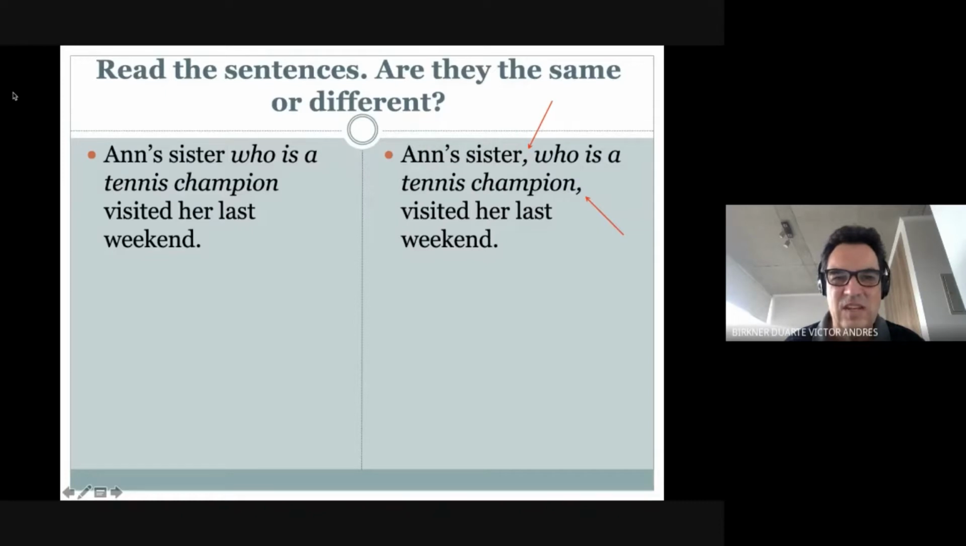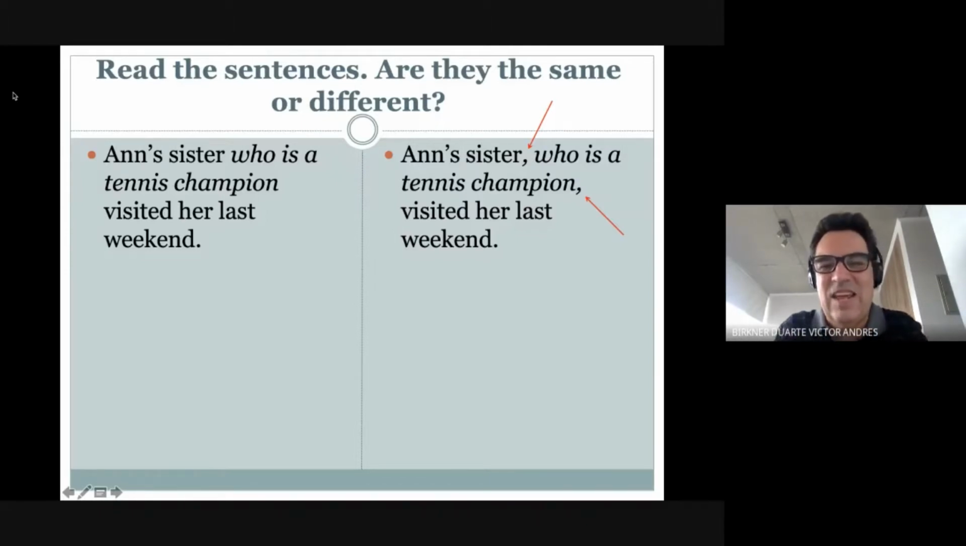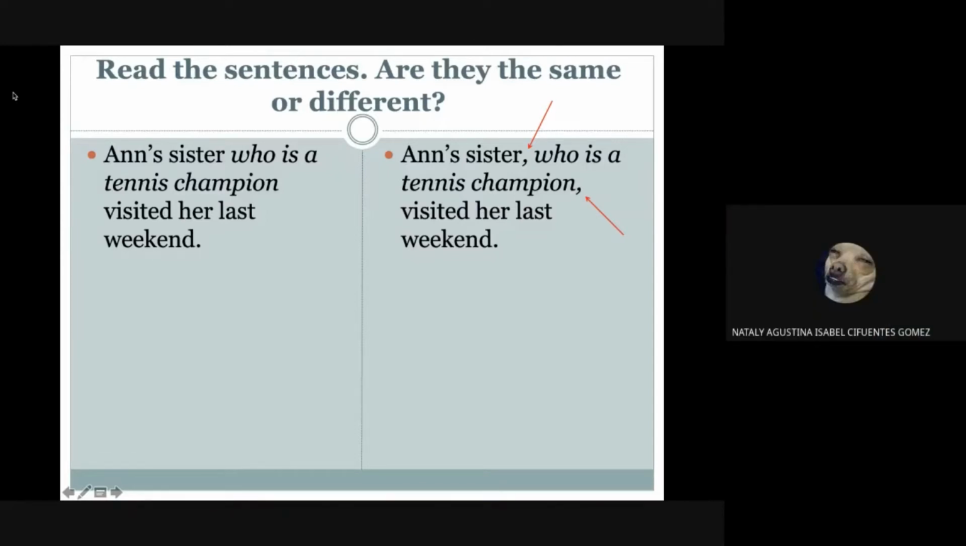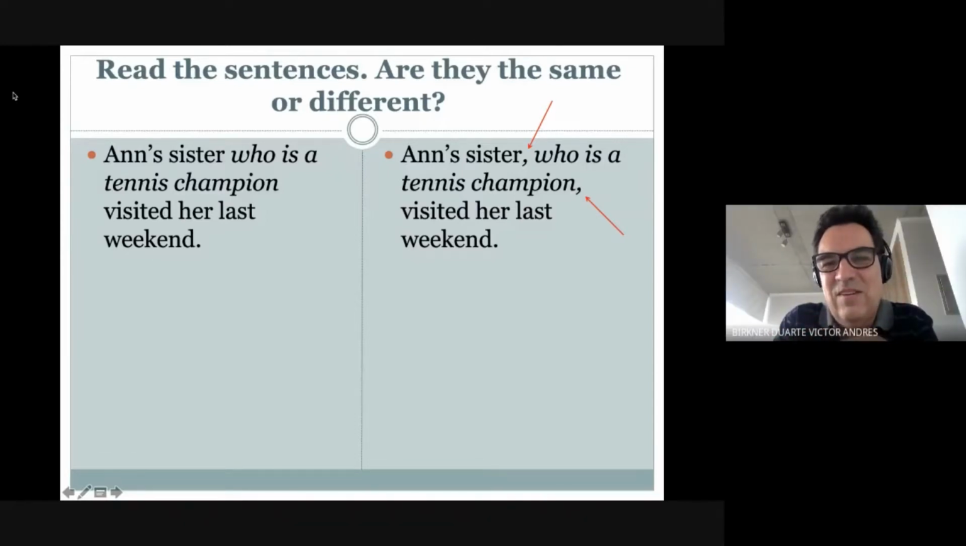Anne's sister who is a tennis champion visited her last weekend. And in the second sentence, we have Anne's sister, who is a tennis champion, visited her last weekend. Can you notice that there is something extra in the second sentence? The commas. Yes, there are some commas there, right? We're going to focus on those types of relative clauses, one that provides extra information and then one that provides important information, right?